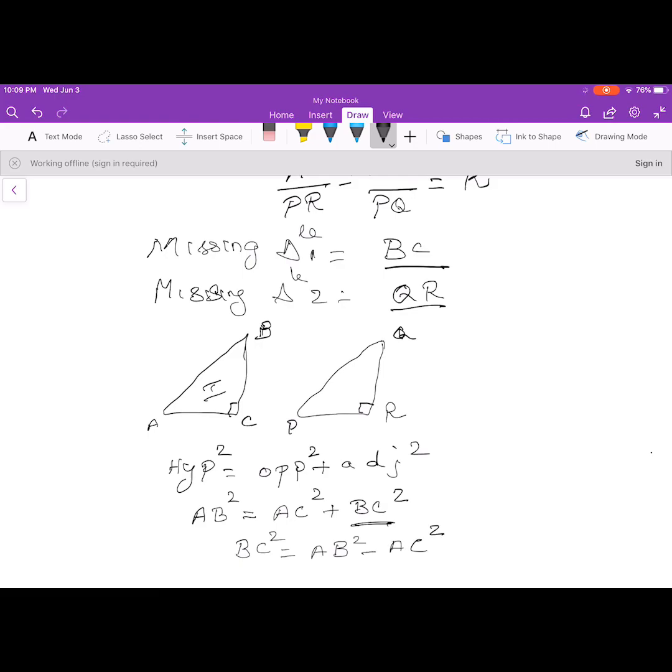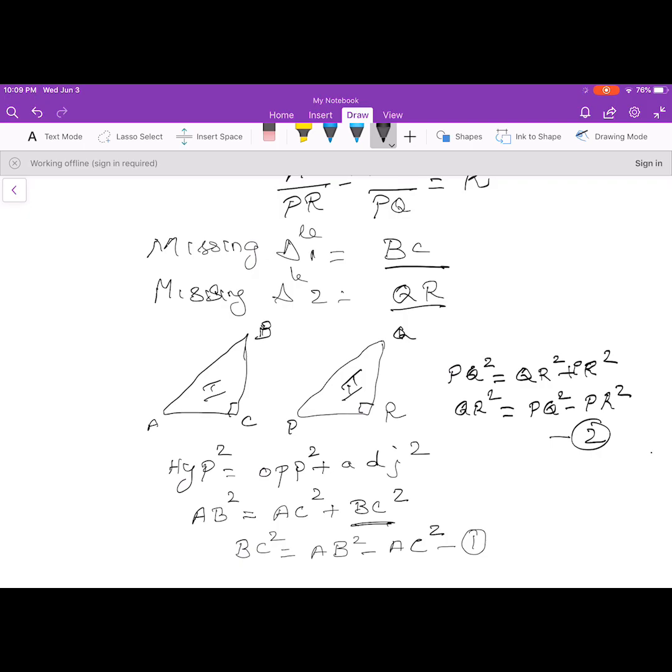Similarly, I'll write for this triangle 2, PQ square is equal to QR square plus PR square. So we want QR, I said QR square is equal to PQ square minus PR square. We got it. So this is our equation. Let it be equation 1 and this be equation 2.